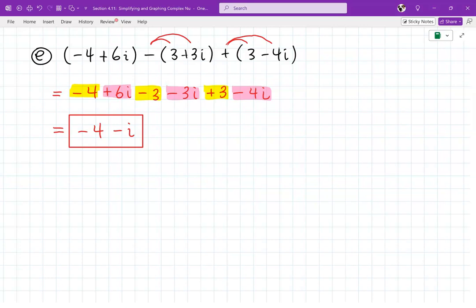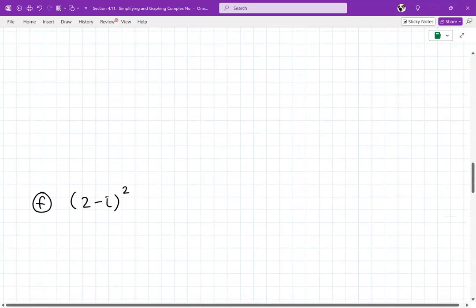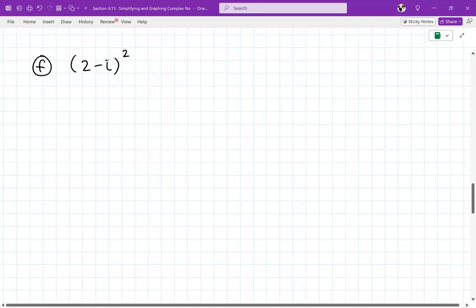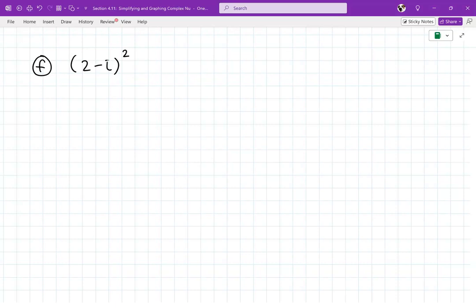The graphing is usually very simple as long as you understand that a complex number and a normal coordinate value, so the a, b, and the x, y are the same thing. If you understand that, then you're fine. So 2 minus i quantity squared. So again, anytime you have something in a parenthesis and it's squared, you can rewrite it twice. So this is basically like saying 2 minus i times 2 minus i.